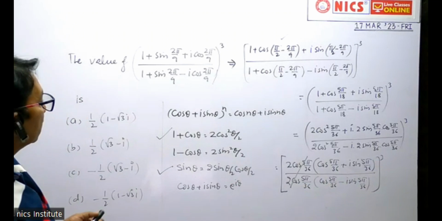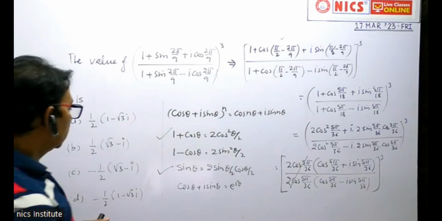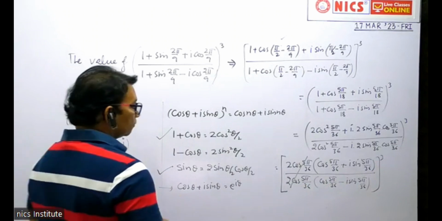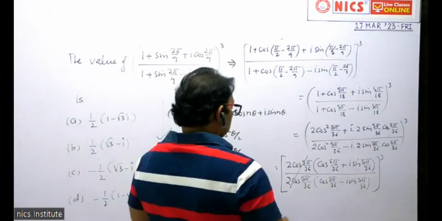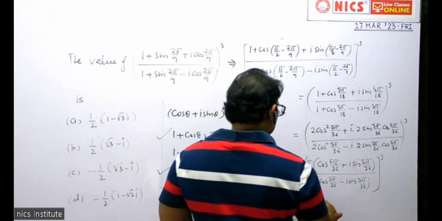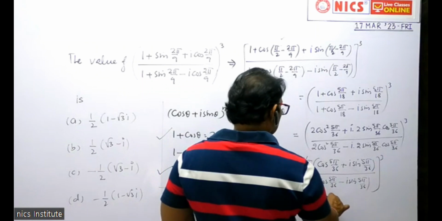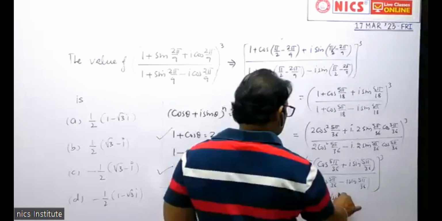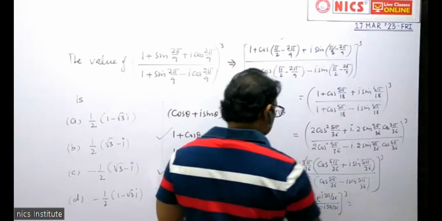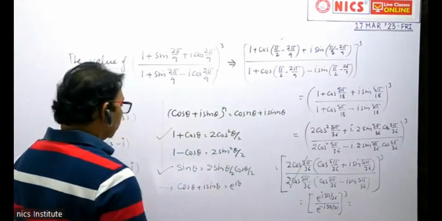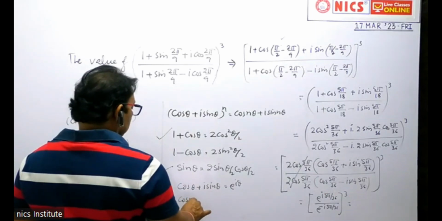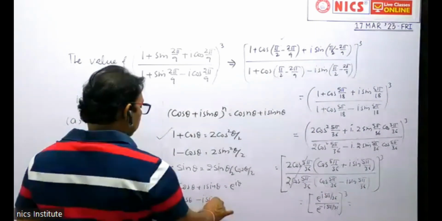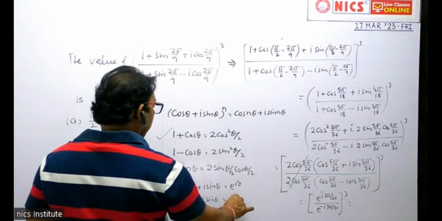denominator, which you can convert into Euler form. Now I can use this one. The numerator I can write as e to the power iota 5 pi by 36, and this is e to the power minus iota 5 pi by 36. Because conjugate, you know that if you have cos theta minus iota sine theta, it is e to the power minus iota theta.